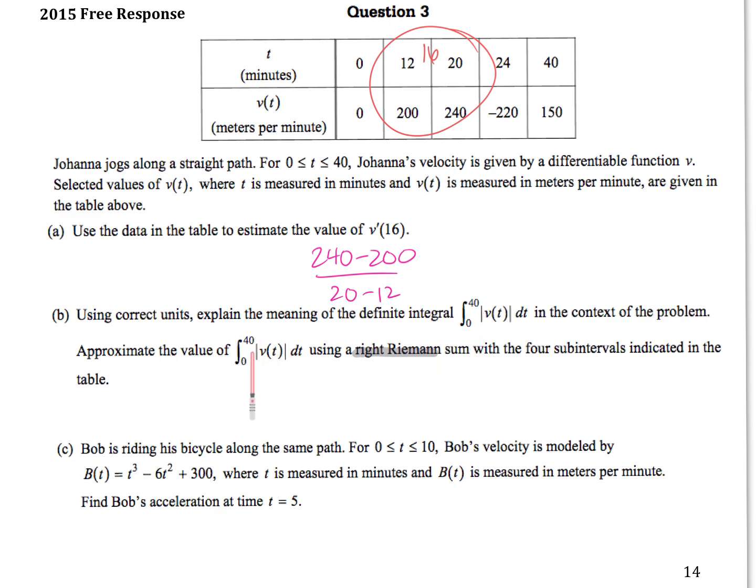Okay, this is again saying find the area from 0 to 40. Here are my x values, here's 0 to 40. Find the area. And they're saying using a right Riemann sum, this is a good practice. Area using a right Riemann sum. But what do you think these absolute values are going to do? Because it says absolute value of V of t right there.